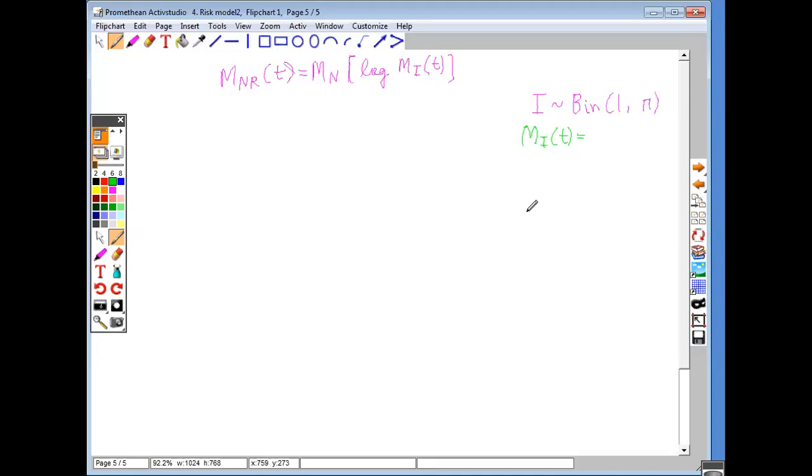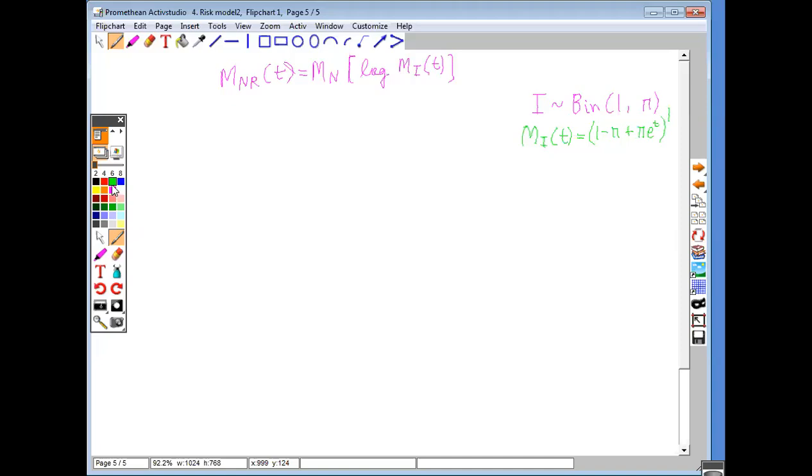So my M(t) generally is (q + p e^t) raised to n. What I will have here is q is 1 minus pi and p is pi, and this will be e raised to t, all raised to n. So n is going to be just 1, right? Does this make sense? Yes. Okay, so that is my M_I(t) now.